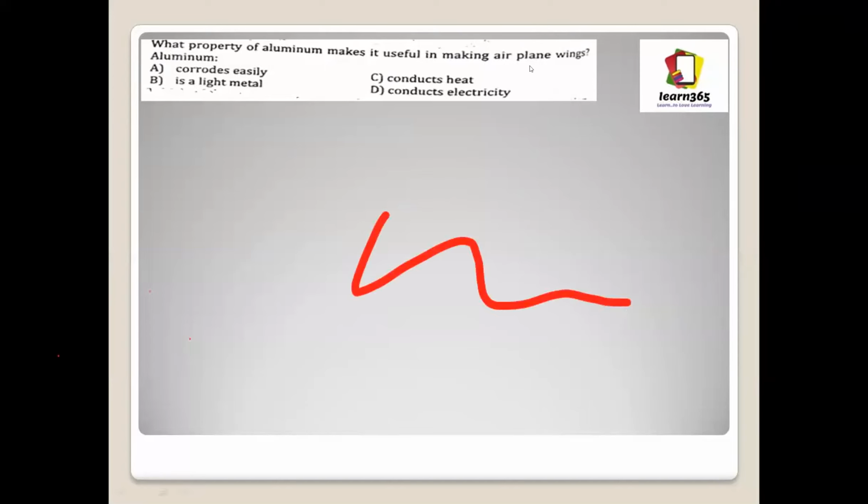Now moving on. Which of the following is the correct balanced equation for the reaction between magnesium and nitrogen? Option A, Mg, you can see the options. We'll give you some time to work it out.